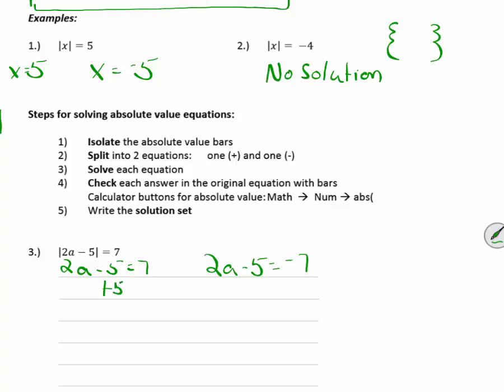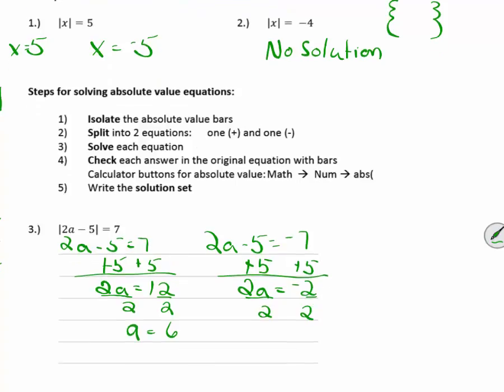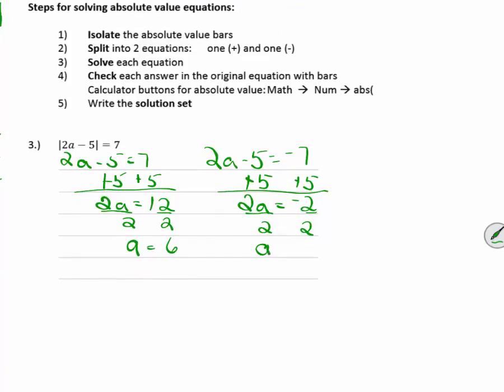Now we're going to go through and solve these like we normally do. So I'm going to add 5 to both. So 2a equals 12. Divide by 2, a equals 6. Over here, we're going to add 5 to both sides. But this time, -7 plus 5 is -2. Divide both sides by 2. And you're left with a equals -1.